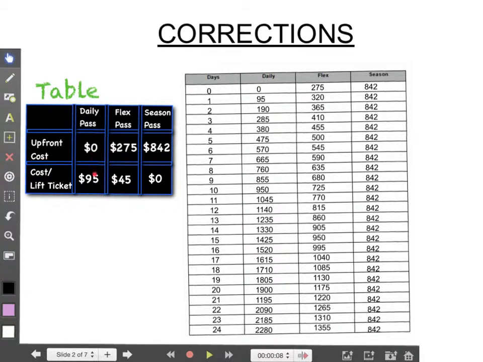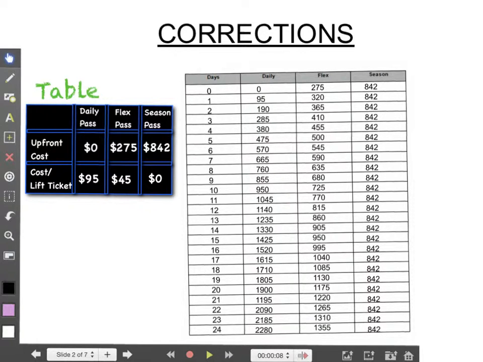The Flex Pass, you pay $275 up front, and then when you get to the lift ticket, it is only $45 per one. So for 0 days, if you went, it would be $275. If you went 1 day, it would be $320. 2 days would be $365 because you're adding $45 every time you go. So if you went all 24 days of the winter, then you would pay at the most $1,355.